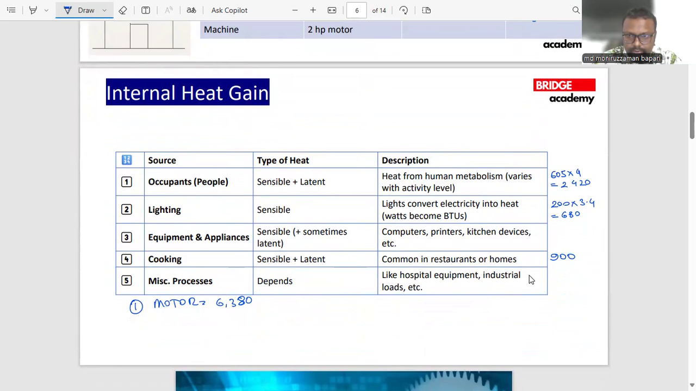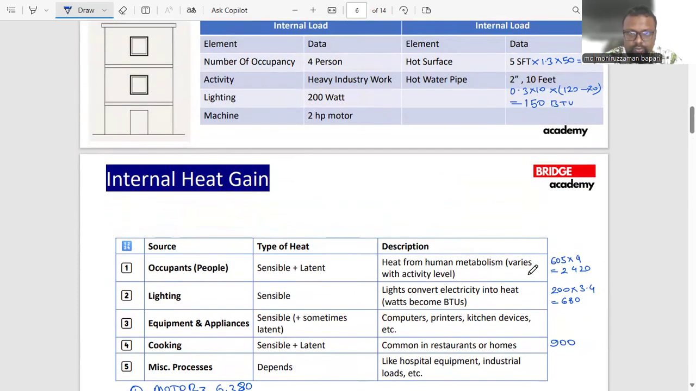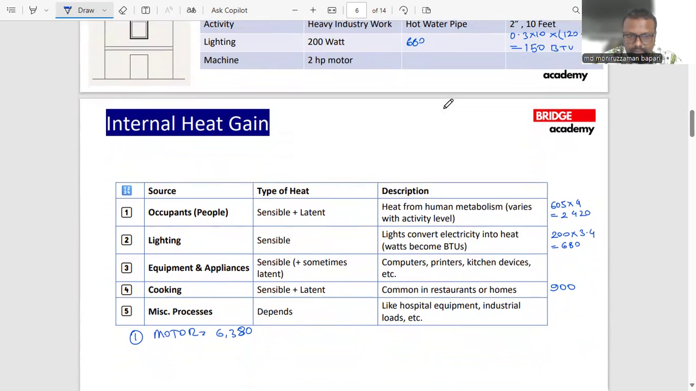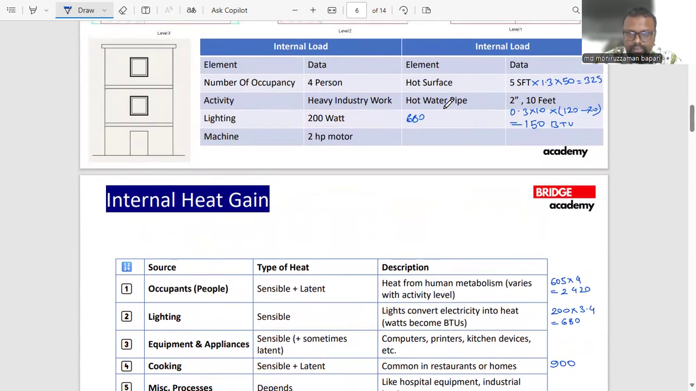Okay, so for the light, we have 680 BTU, and for the machine motor, we have 6380 BTU. Let's put this data on the E20 sheet.